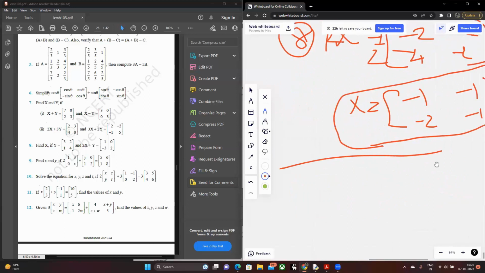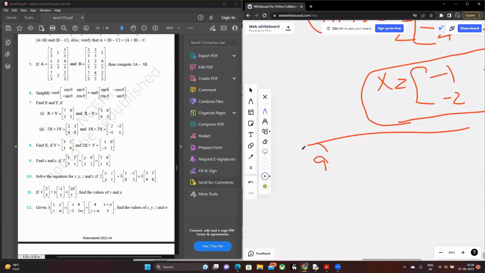This is going to be question number 8. Question number 9. Find x and y. This plus this is equal to this. So basically, 1 plus y is going to be equal to 5. Over here, we have 3 plus 0. That is equal to 6.